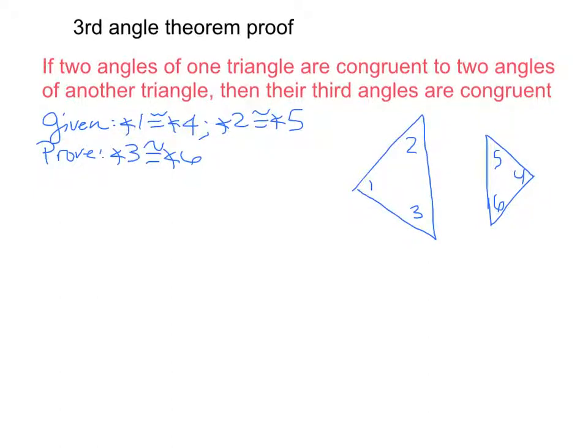Okay, so we're not going to prove the third angle theorem. This should be familiar to you. If two angles of one triangle are congruent to two angles of another triangle, then their third angles are congruent. So you should have tried this proof.